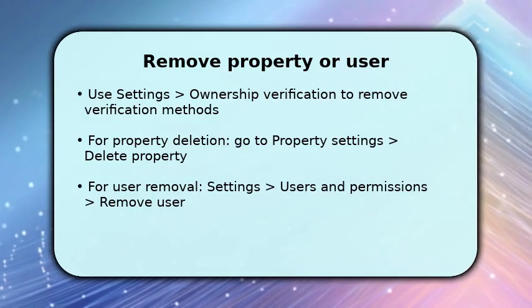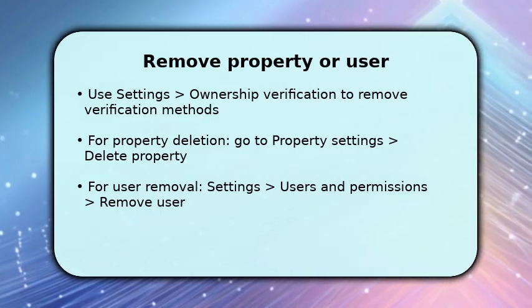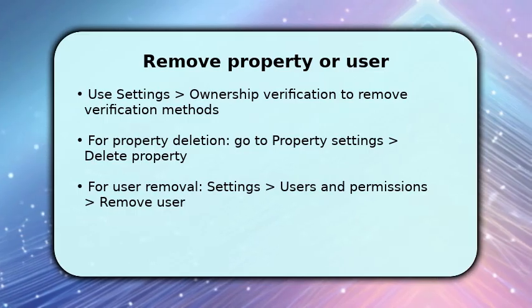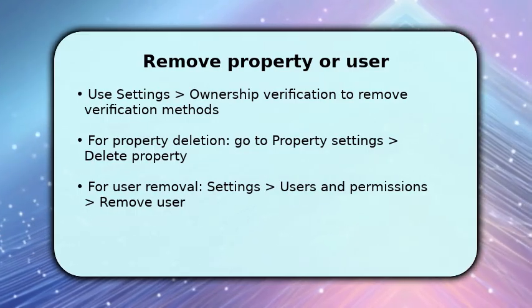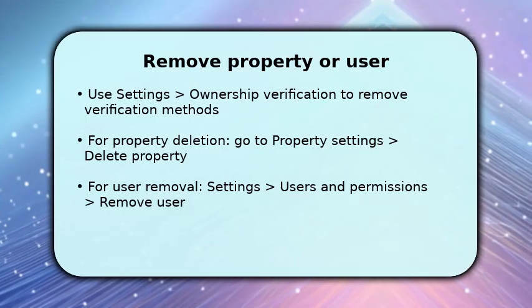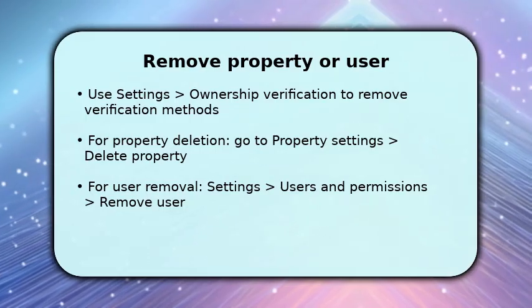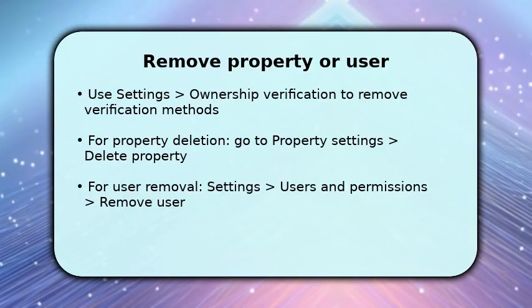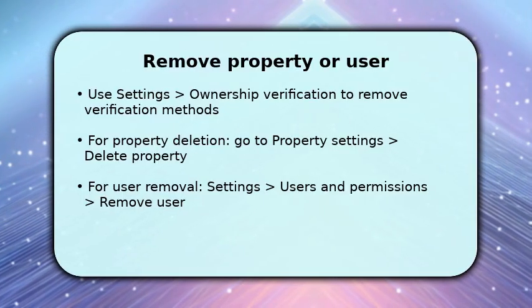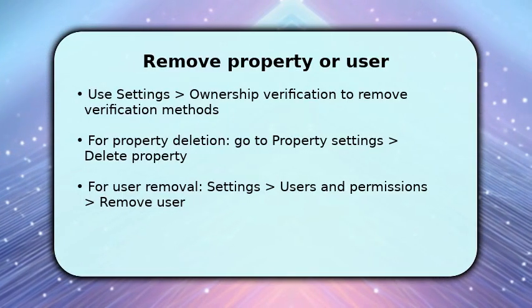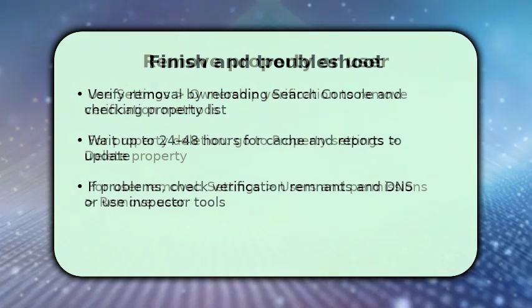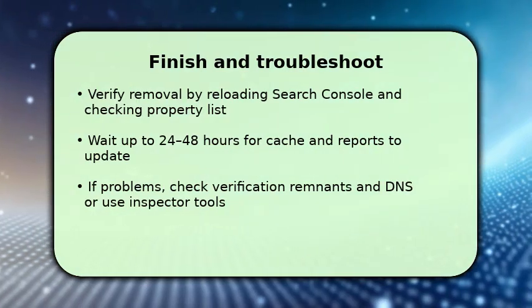For deleting a property, open Property Settings and choose Delete Property. Confirm when prompted. If you only need to remove a user, go to Users and Permissions, select the user and remove their access. Throughout, watch for confirmation dialogues, and note that deletions can take time. Complete the process by refreshing Search Console and confirming the property or user is gone.